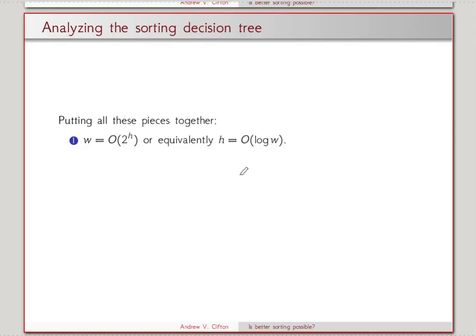All right, so we're almost there. We can put the pieces together. So we know that our width is approximately 2 to the h, or if we throw a log on both sides, we know that our height is going to be log of the width of the tree. We know that our width is in the ballpark of n factorial, so then we can substitute this w in there, and we get that the height of the tree is big O of log of n factorial.